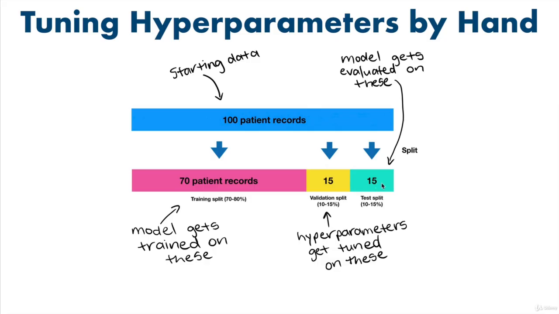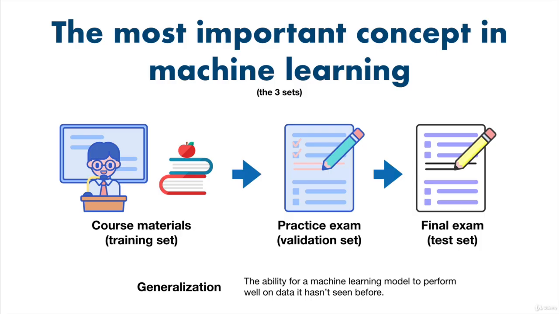And now the analogy here is, if you remember right back at the start, the most important concept in machine learning is the 3 sets. So this was right back in the start, Machine Learning 101. The training set is analogous to, say, you were at a university course and you were learning the course materials. The validation set is where you would test your knowledge a little bit and see what you need to adjust.